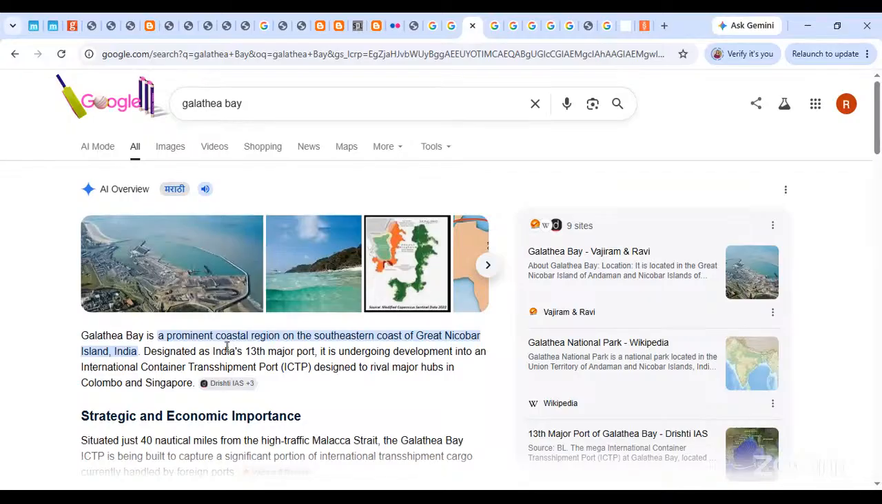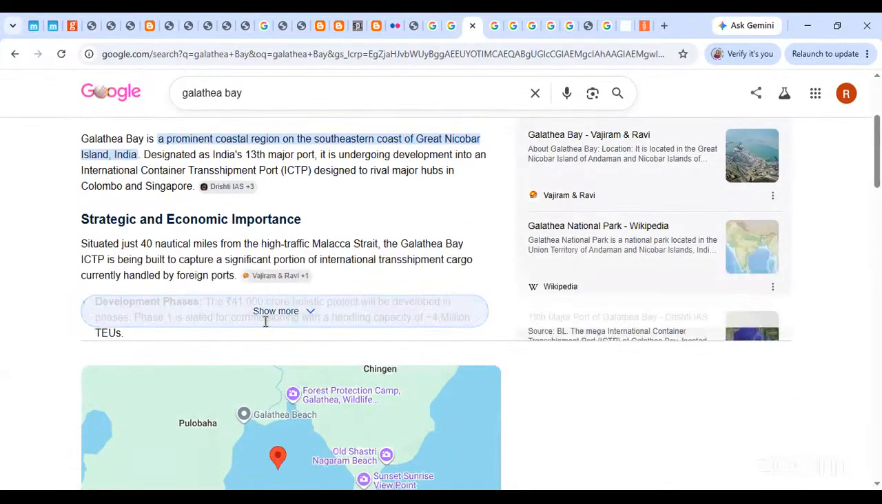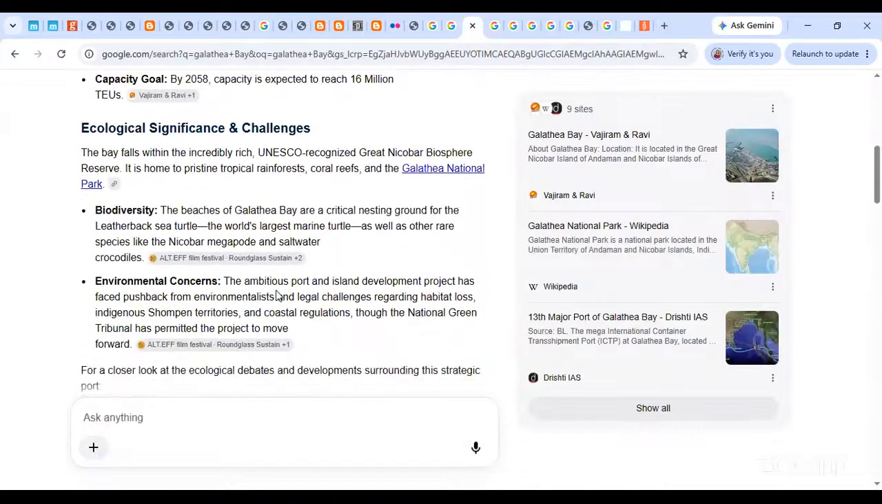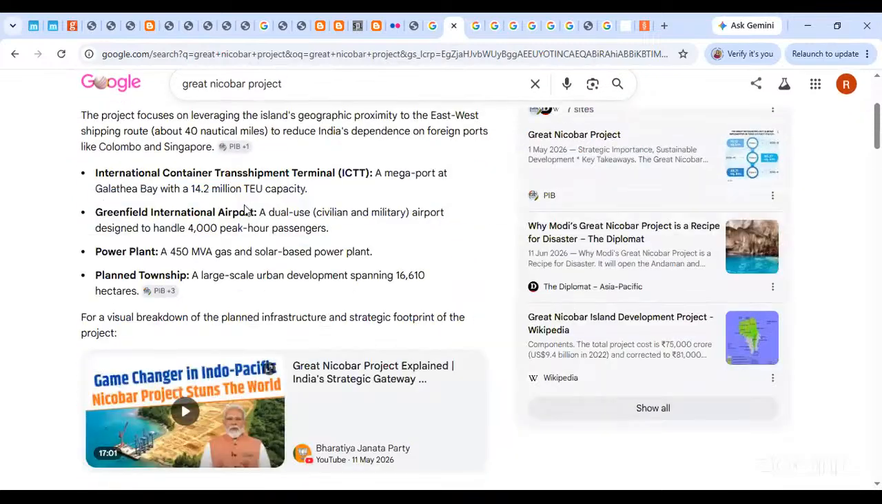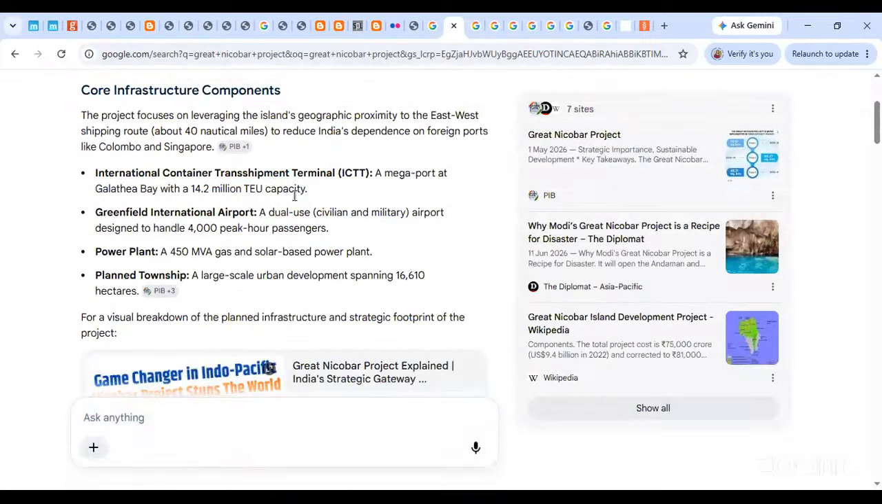It is the southeastern region of this, and we are trying to build our 13th major port. Normally we have 12 major ports, right? So we are trying to build our 13th major port over there. Now, the reason why we are discussing this particular Shompen tribe is because this Great Nicobar project is going to have many environmental concerns, including biodiversity and these indigenous tribes that live over there.